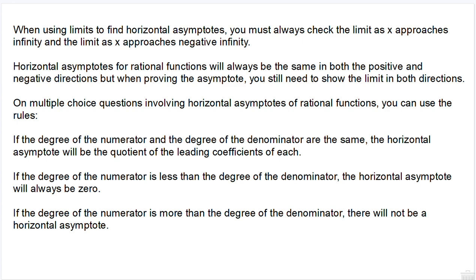All right. So when we are using limits to find horizontal asymptotes, I've already mentioned this, you have to check what happens as we approach infinity and as we approach negative infinity. And I've mentioned this also, that horizontal asymptotes for rational functions are always going to be the same in both positive and negative directions, to the right and to the left.